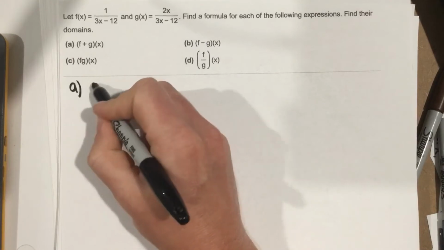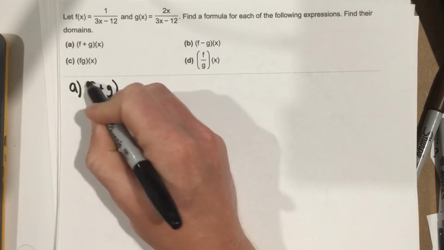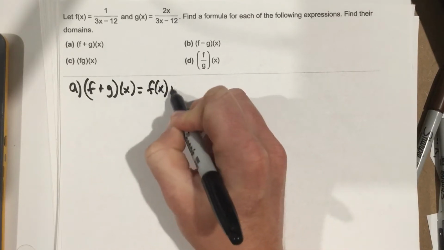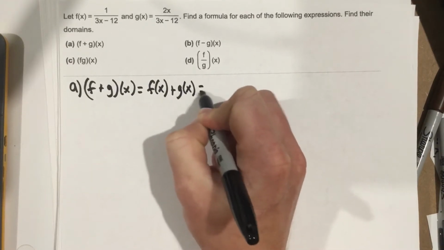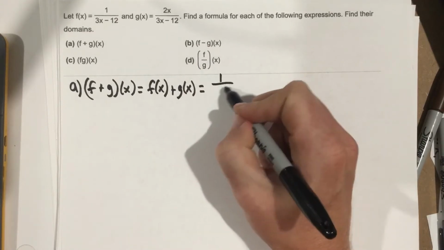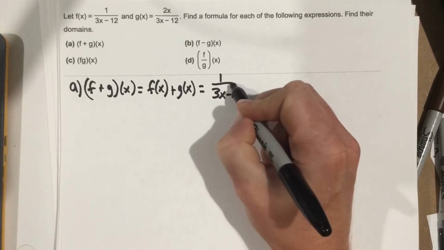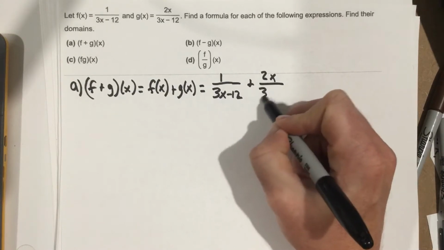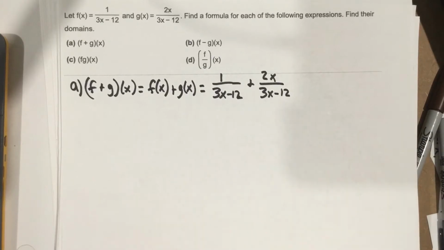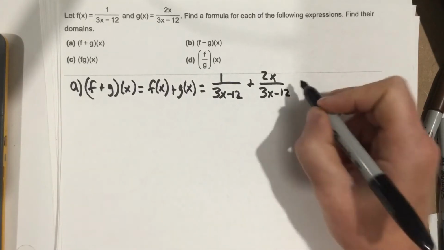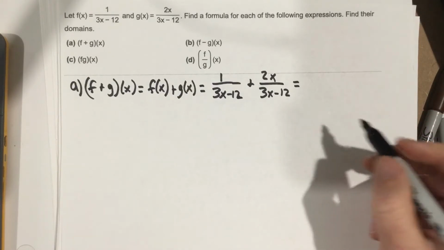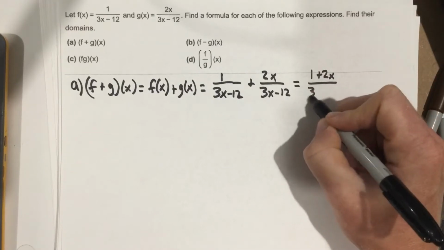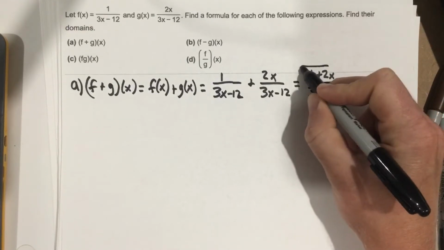It says f plus g of x, we know is f of x plus g of x, which we have 1 over 3x minus 12 for f of x, plus 2x over 3x minus 12 for g of x. When we add those, they have the same denominator, which is kind of nice. We end up with 1 plus 2x on top over 3x minus 12. So this is the expression.